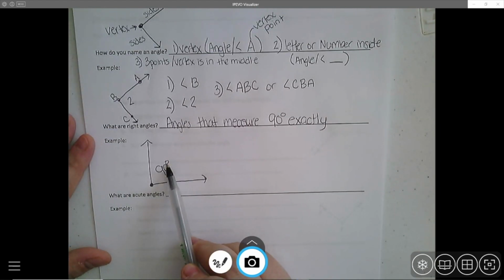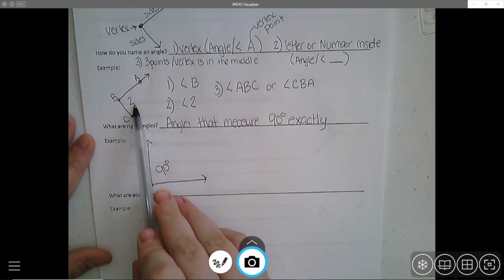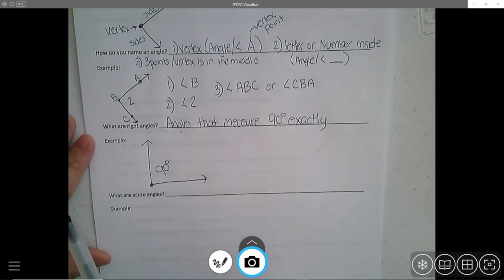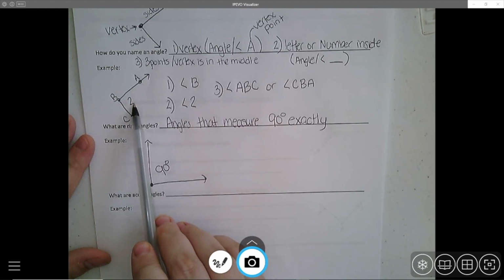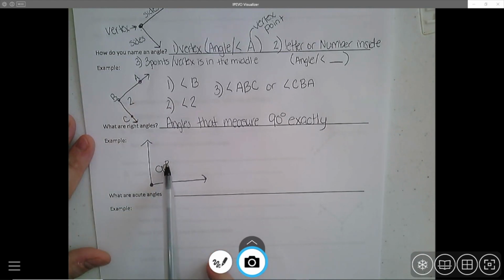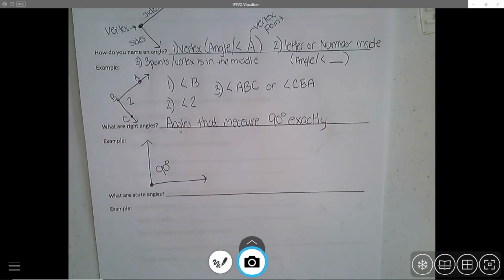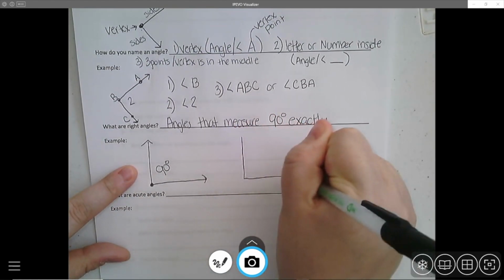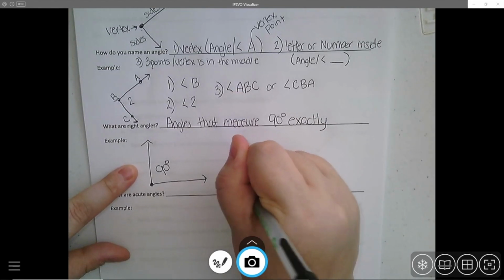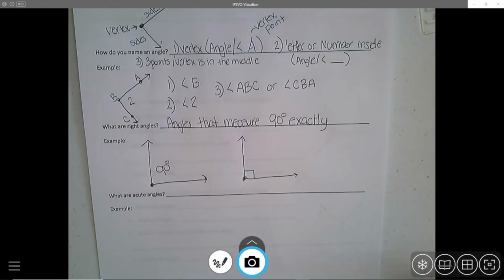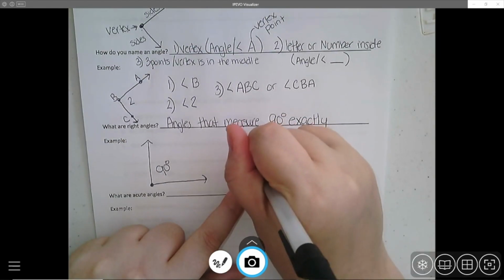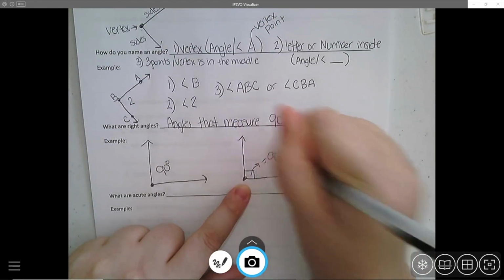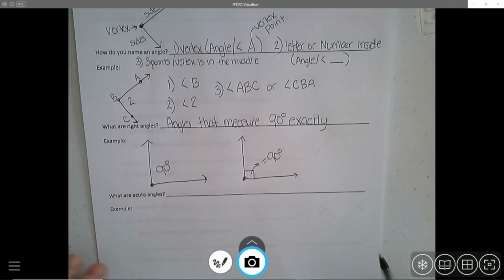Notice since this has a degree marking, this is different than the 2 up here above. When naming an angle based off of a number inside, if it does not have this degree symbol, it is a number for the angle. Okay, the other way that we see a right angle is they put a box. Okay, they put a square where the vertex is. This square equals 90 degrees. So instead of writing out 90 degrees, they can go the lazy man way and put a box in there that represents 90.